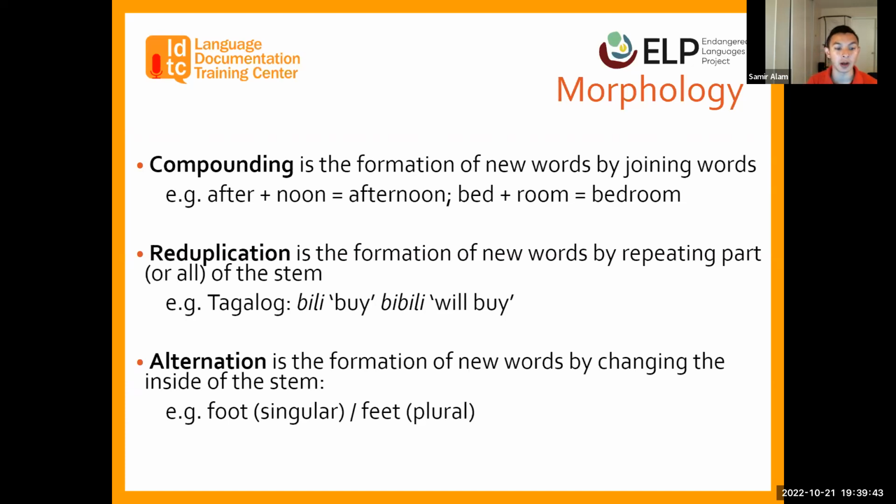Reduplication is the formation of new words by repeating parts or all of the stems. Without going into the detail of what a stem is, we can see this example from Tagalog, where we have the word bili. Again, I'm not a Tagalog speaker, apologies if I mispronounce this. It means buy, and when you say bibili, you're taking part of the word and pronouncing it again. So you're repeating it, and it has a new meaning that means will buy.